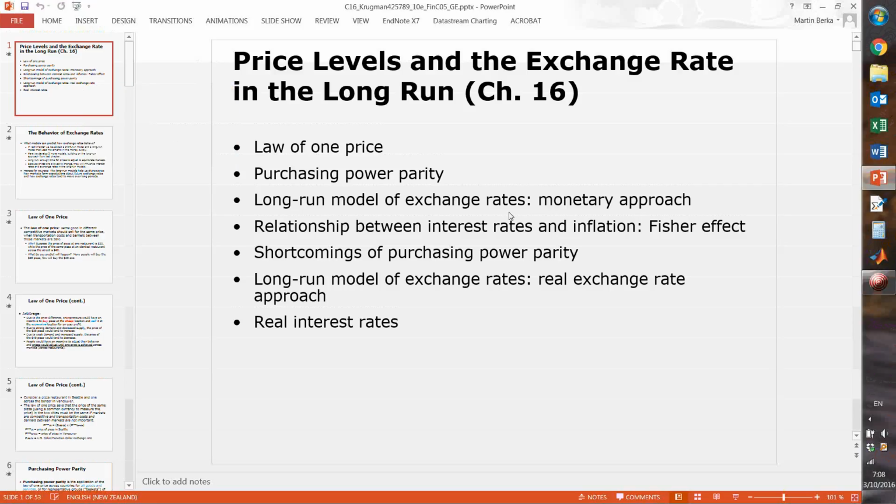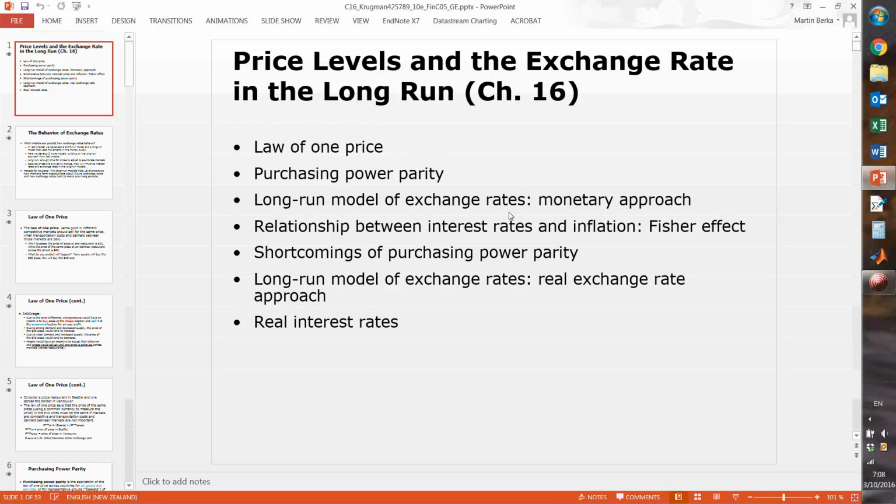Okay, hello everyone. So this is a recording of chapter 16. We'll be talking about long-run exchange rates and their determination. This is basically going to be about PPP and then about real exchange rate after we assume that prices are not fixed. Right? So that's the main long-run assumption.